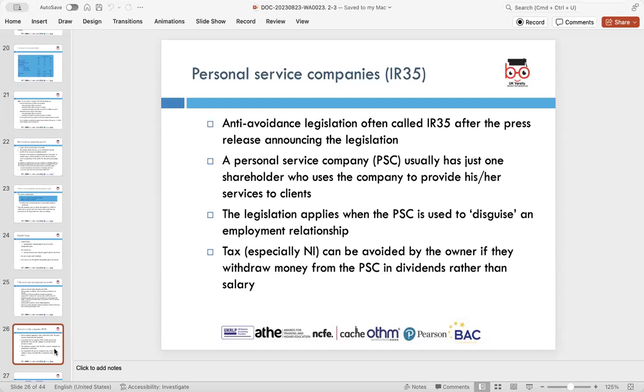Personal service companies can offer certain tax advantages. It is important to ensure that they are being used legitimately and not to avoid tax obligations. So IR35 is designed to maintain fairness and ensure that everyone pays their fair share of taxes.